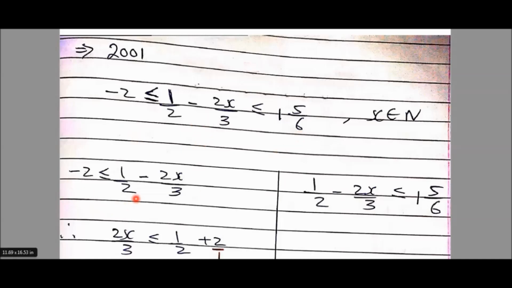So I have copied here first and second. See this, minus 2 I copied here, less than equal to I copied here, and I copied this second one full, half minus 2x upon 3. And here second and third. So half minus 2x upon 3 I copied here, and less than equal to 1 5 upon 6. I'll draw a line here. First I'll complete the left part, then I'll proceed to the right part.